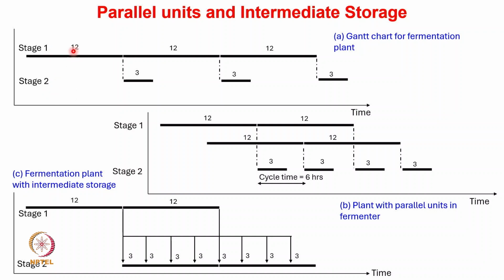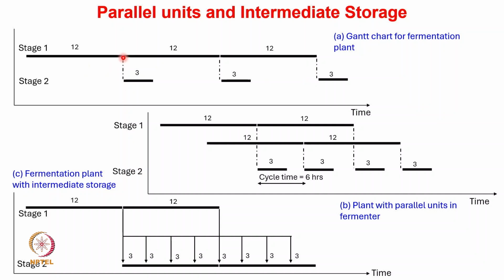You can see that after stage 1, the product is then transferred to stage 2, where it takes 3 hours. So you can see that the bottleneck here is stage 1, which is taking 12 hours. So in this case, if I am not using any intermediate storage, or if I am not using any parallel unit, in that case, with the zero wait transfer, this is the best schedule we can get.